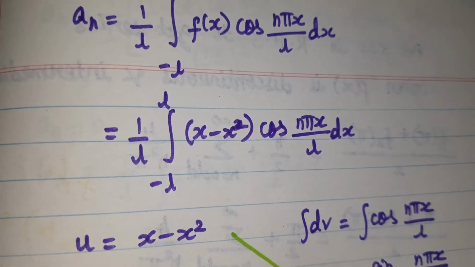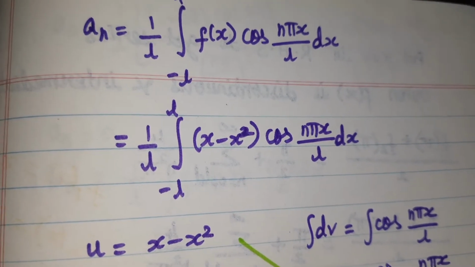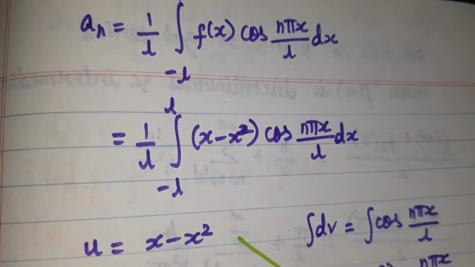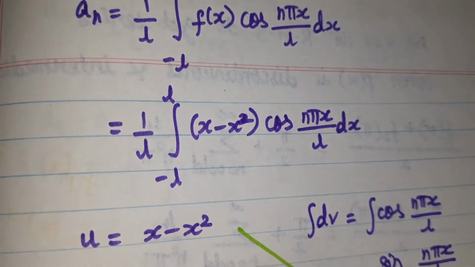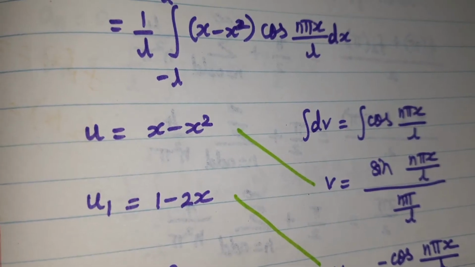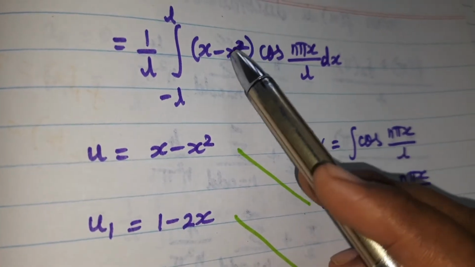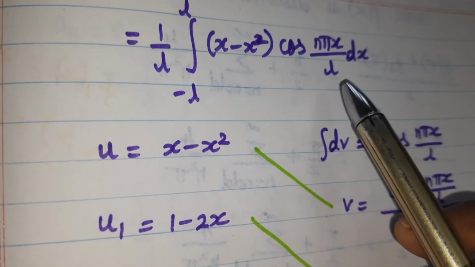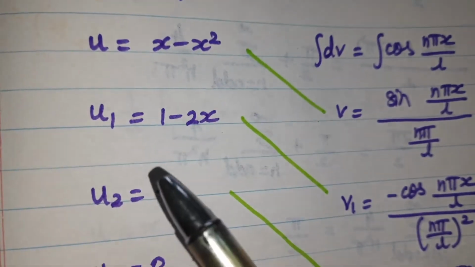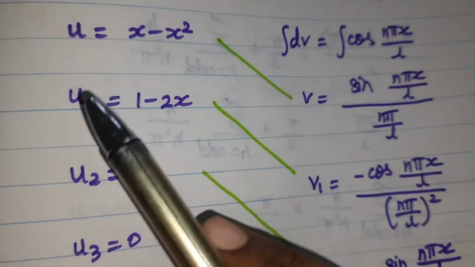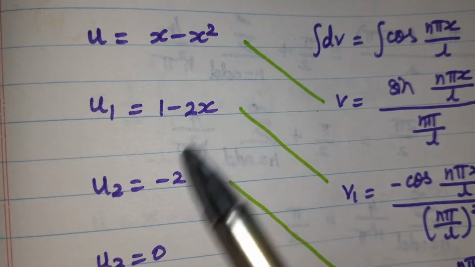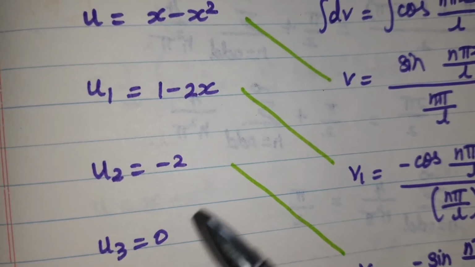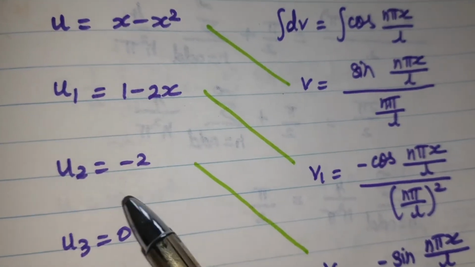Then an is equal to 1 by L into integral of minus L to L f of x into cos n pi x divided by L into dx. Here f of x is x minus x square. So here u is equal to x minus x square and integral of dv is equal to cos n pi x divided by L. So differentiate u and integrate v. Therefore, u1 is equal to 1 minus 2x and u2 is equal to minus 2 and u3 is 0. We have to find until v2.